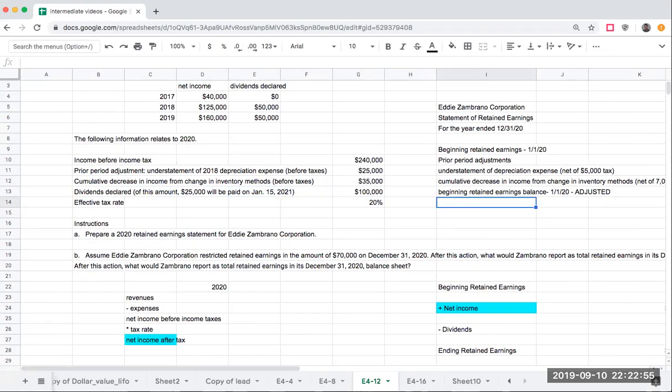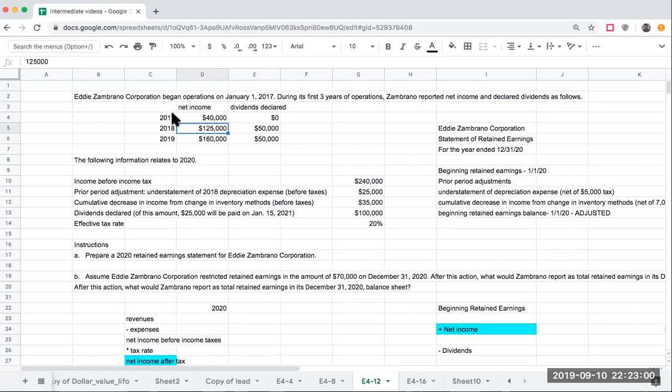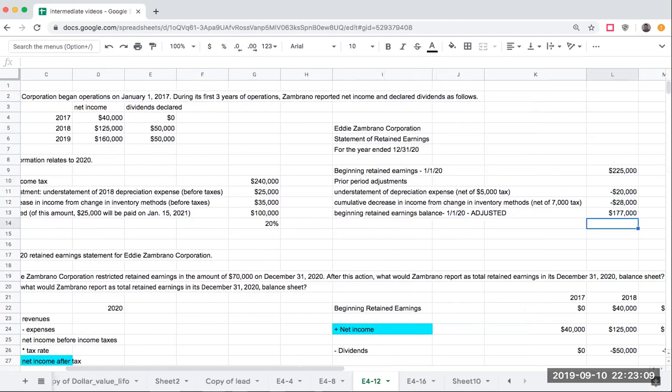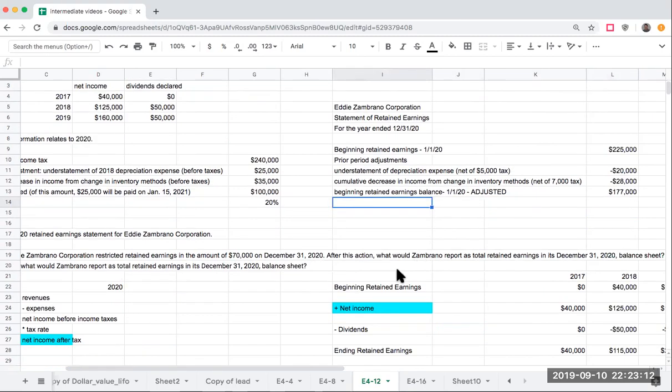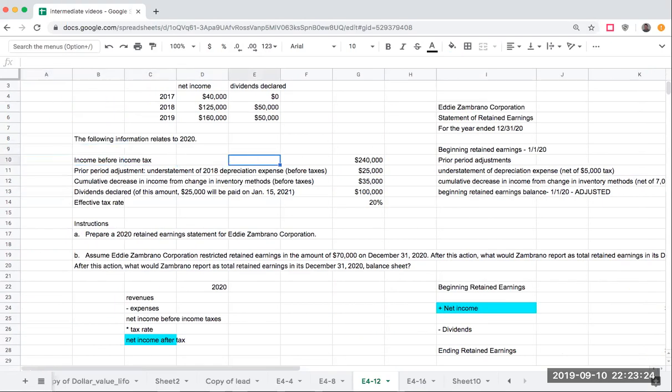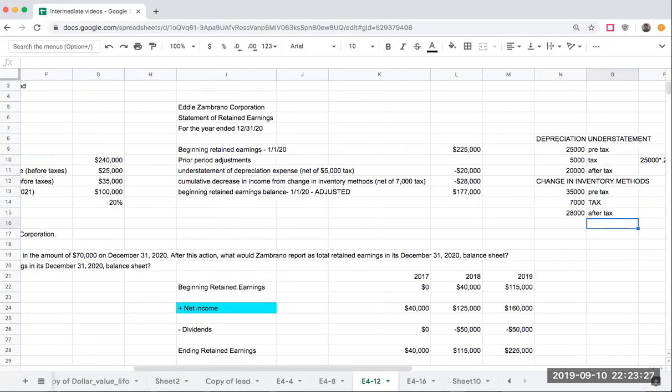So I've dealt with this, all this information up here is helping me with my beginning retained earnings balance. Now I'm ready to look at my income before income tax. Normally when I'm going through and doing this, I've got my beginning retained earnings plus my net income. However, as we were saying before, that is net income after tax. This is net income before income tax. So what I need to do is to make a similar adjustment. So over here, I've got net income, right? Basically, so my pre-tax here is 240,000.